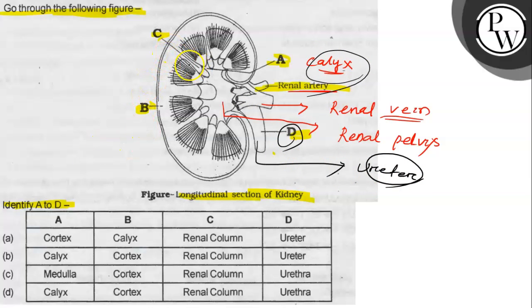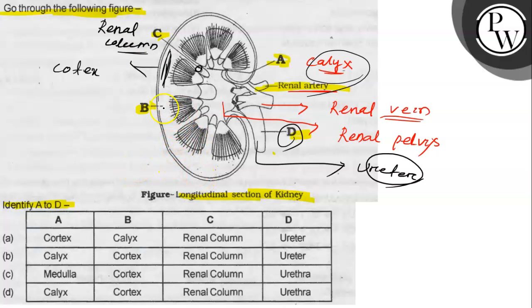Then C. What is C given here? This part is known as the cortex. That means this part is the cortex, and this is the calyx. And this open part, that is C, is representing the renal column. This is the renal column.